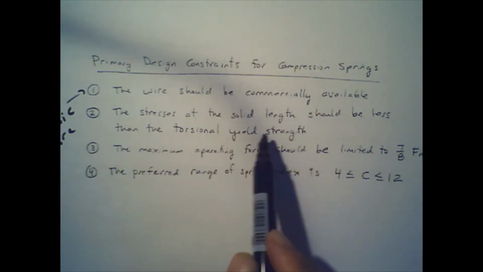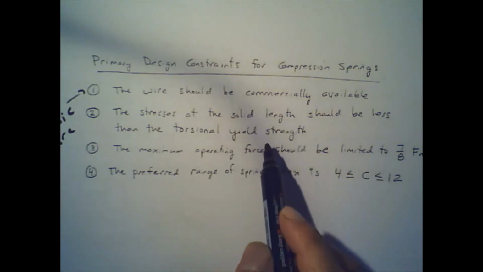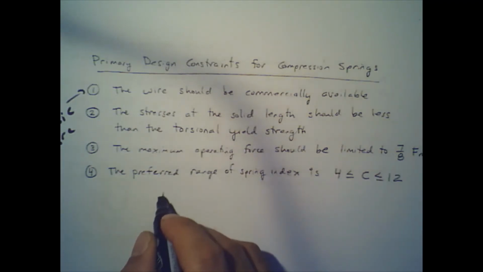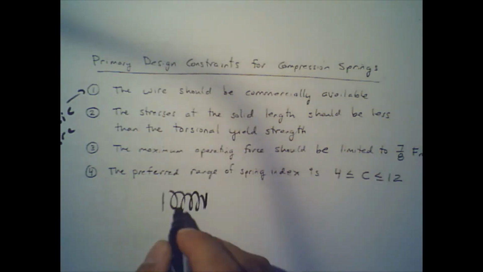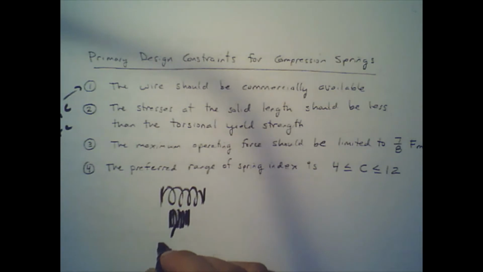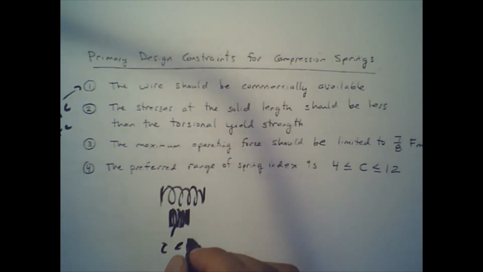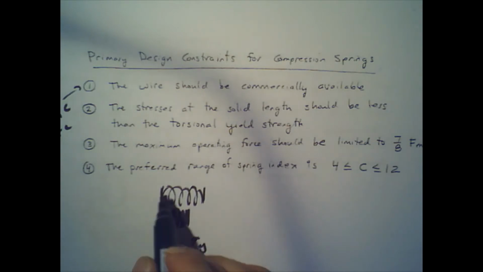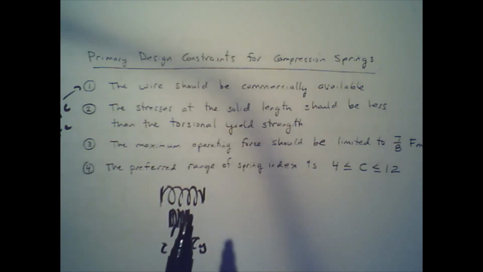The stress at the solid length of the spring should be less than the torsional yield strength. What I mean by that is, the spring is obviously at its free length, and if you close the spring solid, so that all the coils are fully pressed, your shear stress would have to be less than your yield shear stress. That makes sure that even if you fully clamp the spring, it will never yield. So when you release it, it will come back to its original length. And that is a main guideline in springs.